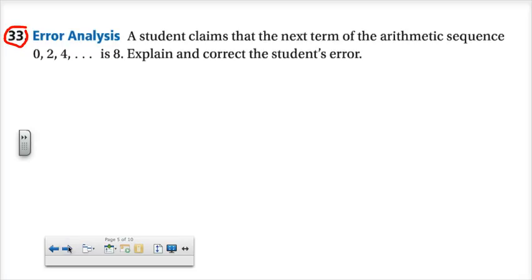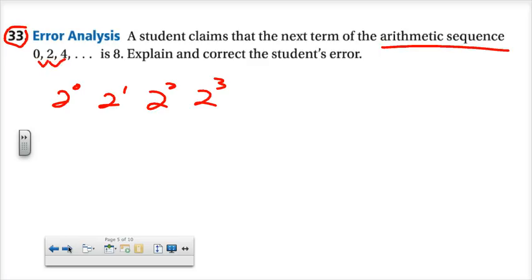Number 33, a student claims that the next term of the arithmetic sequence 0, 2, 4, etc. is 8. Explain and correct the student's error. There's the error right there. This is an arithmetic sequence. If they're putting 8 in there, they're looking for powers because what they saw was 2 to the 0, 2 to the first, 2 squared, and they figured the next one would be 2 to the third, but with arithmetic we know it's about addition. So our addition here is adding 2. Explain and correct the student's error.